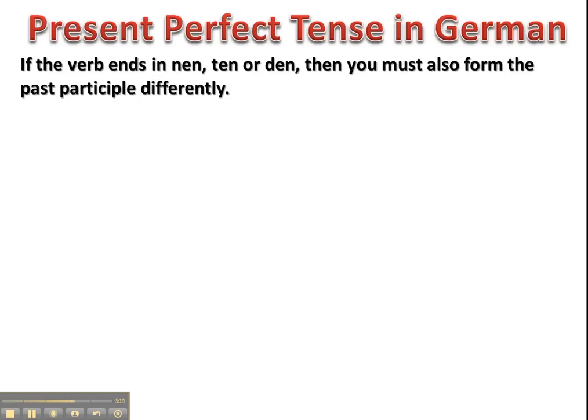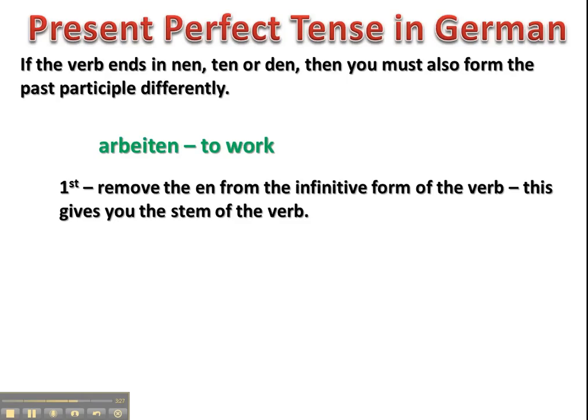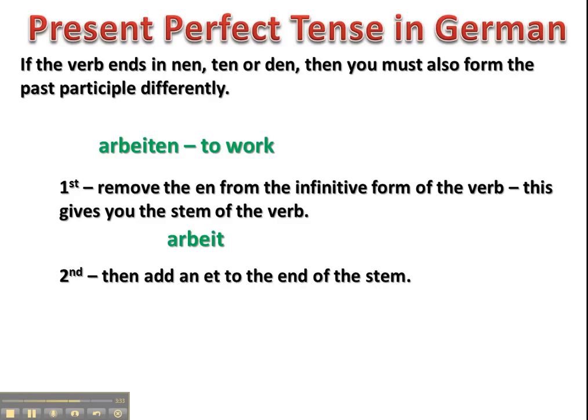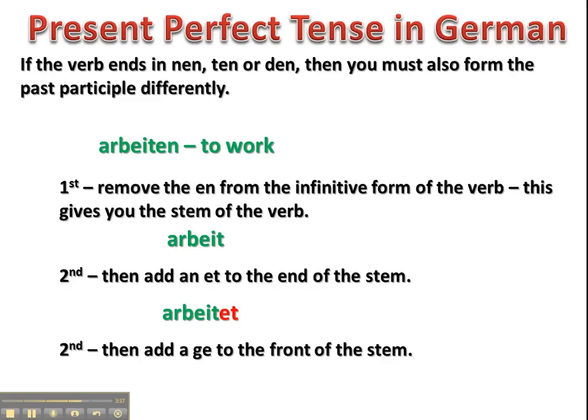If the verb ends in nen, ten, or den, then you must also form the past participle differently. An example is arbeiten. Again, you remove the en from the infinitive form to get the stem, arbeit. You will add an et to the end of the stem, arbeitet, and you will finish it off by adding a ge to the front, gearbeitet.